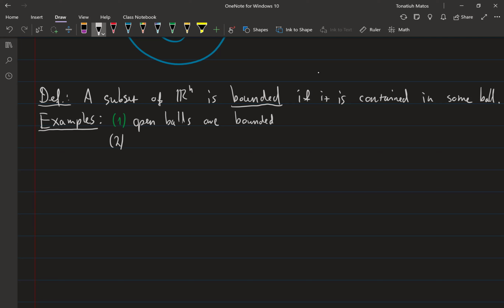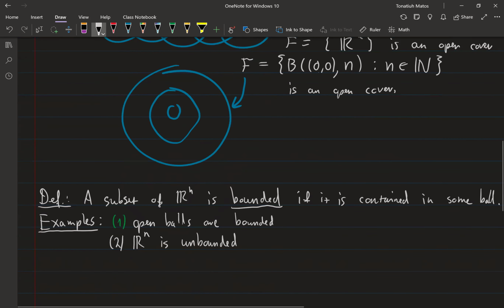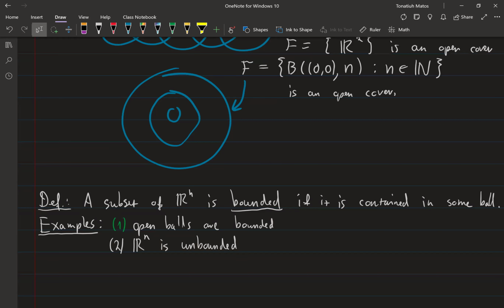Maybe something that is not too hard to believe is that Rn is unbounded, right? You cannot cover Rn with just one ball. You would need multiple balls, like I did up here. But there's no ball that's large enough that will cover the entire space, because every ball is bounded, it's finite, right?